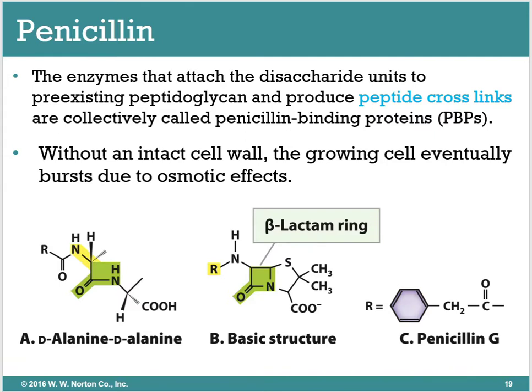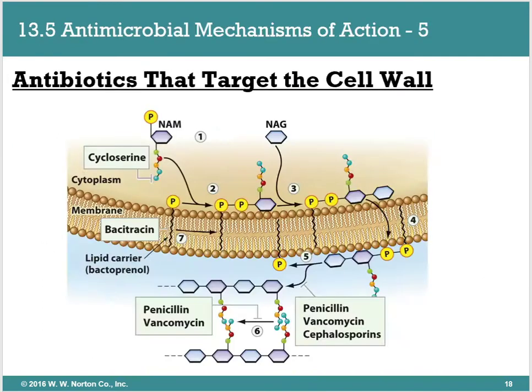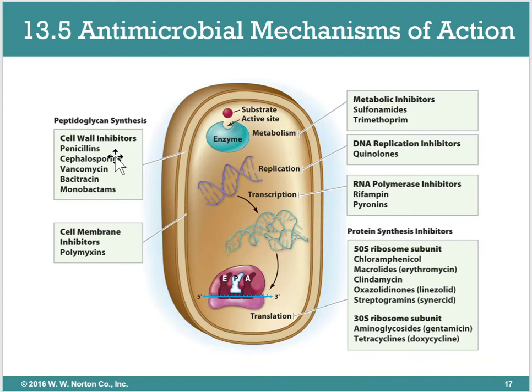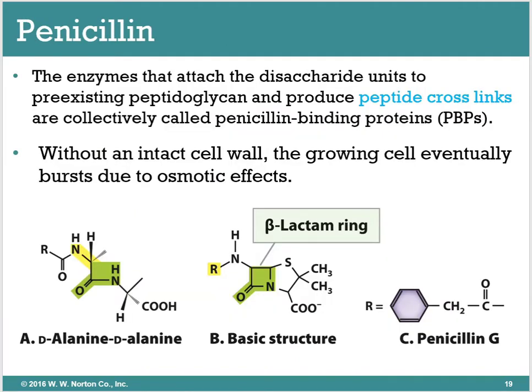And penicillin is one of them. As we saw in the previous slide, penicillin is one of the ones that will inhibit this process. Specifically, enzymes will attach to those disaccharide units, the sugar units of the pre-existing peptidoglycan, and then it will produce a peptide linkage, not a bond, I'm sorry, a linkage.